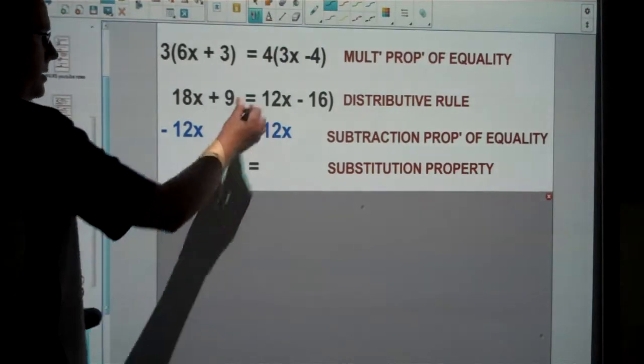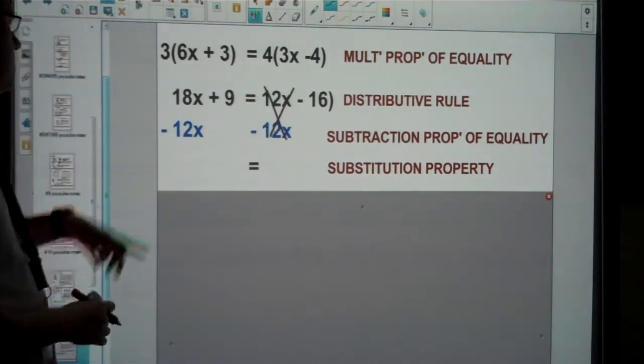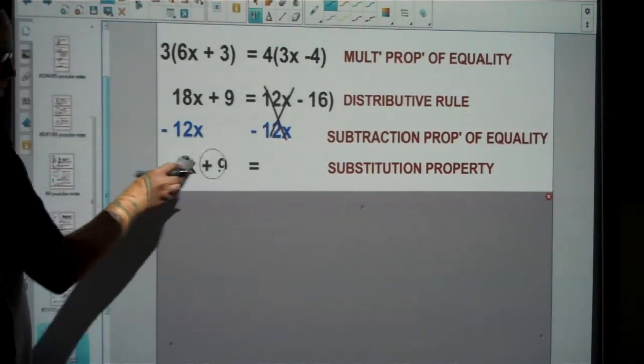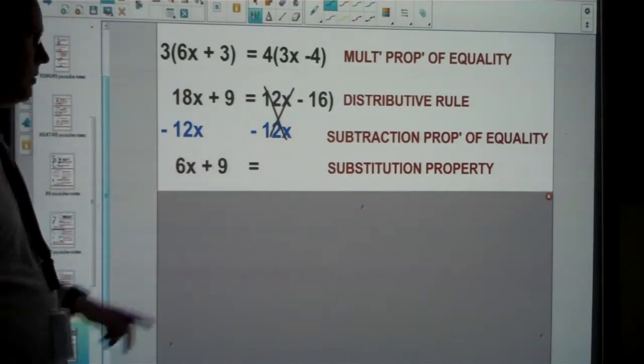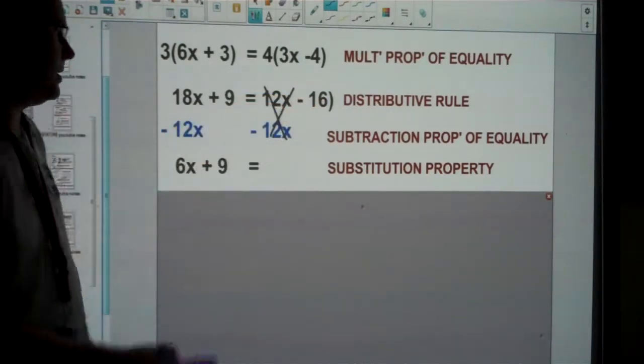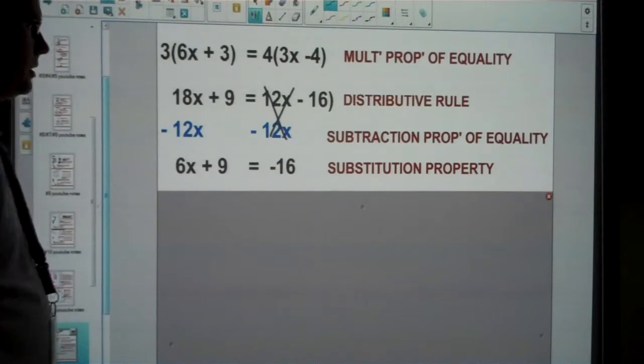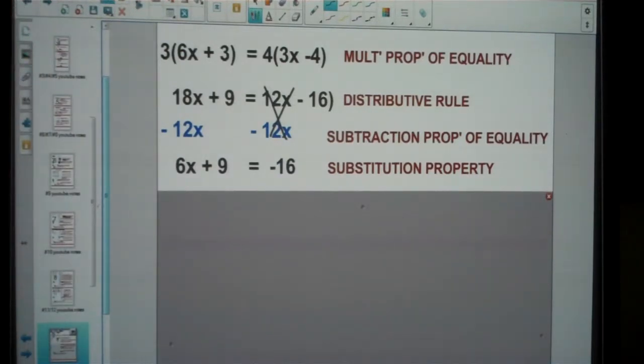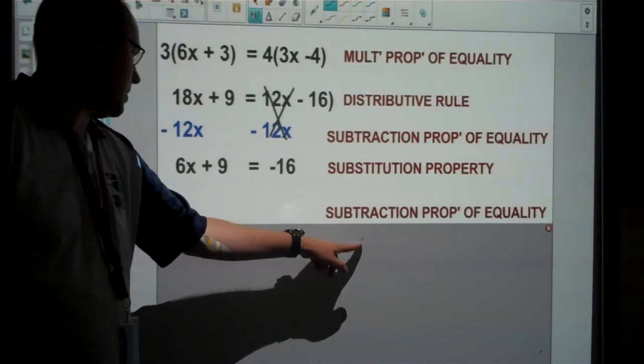And these will cancel. This we can work out, 18 take away 12 is 6. And this one we've got to be careful of, it's not 16, it's actually negative 16. So although it was originally a subtract, that's the same as negative, because 0 take away 16 is negative 16.